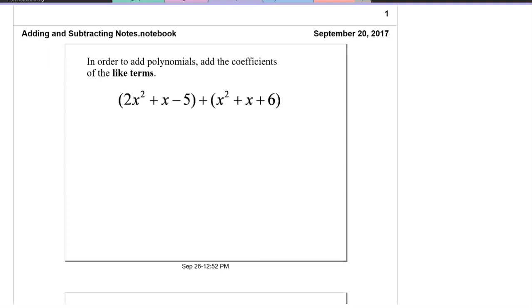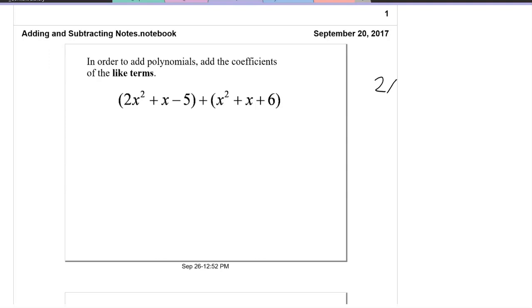Hey everyone, Mr. Fugay here, and this video is going to be talking about polynomial addition and subtraction. So the addition part is going to go fairly quick, as it is very similar to the concept of combining like terms. So just a quick vocab recap before we start moving into things.